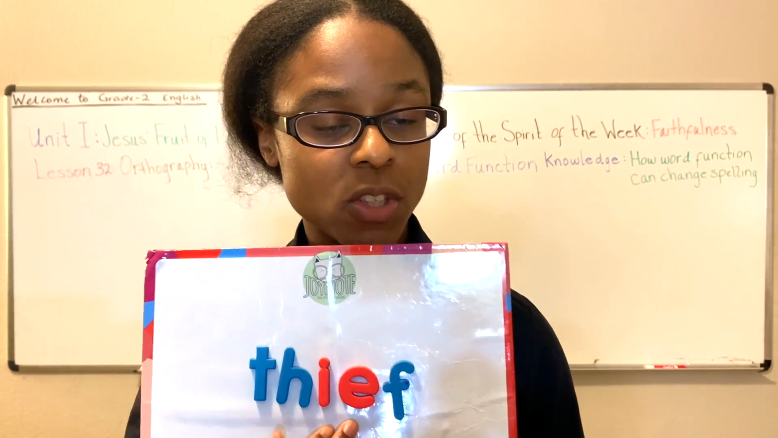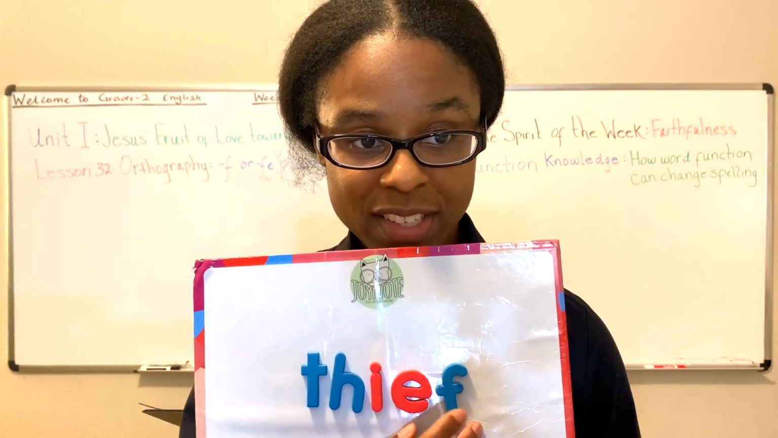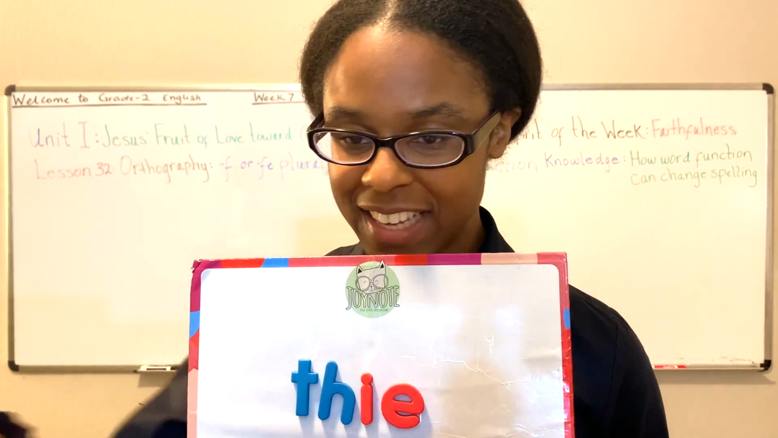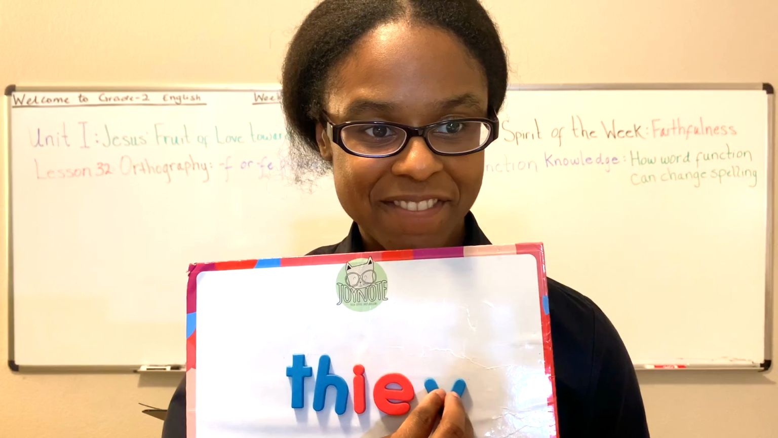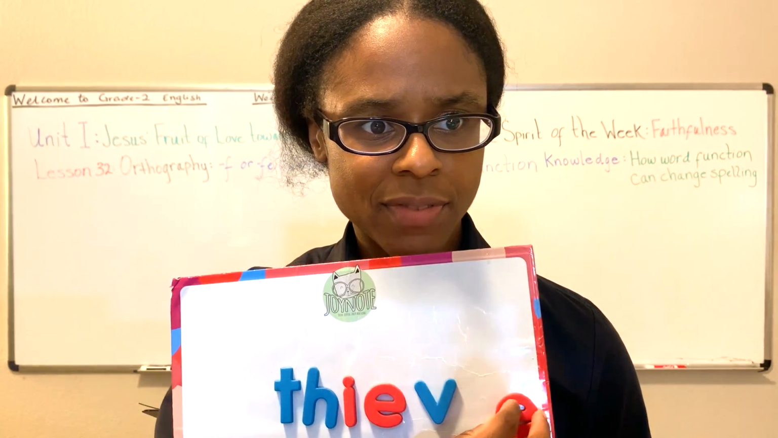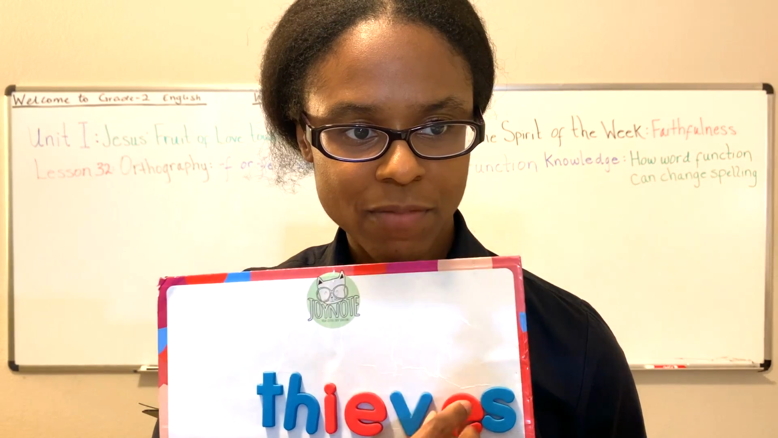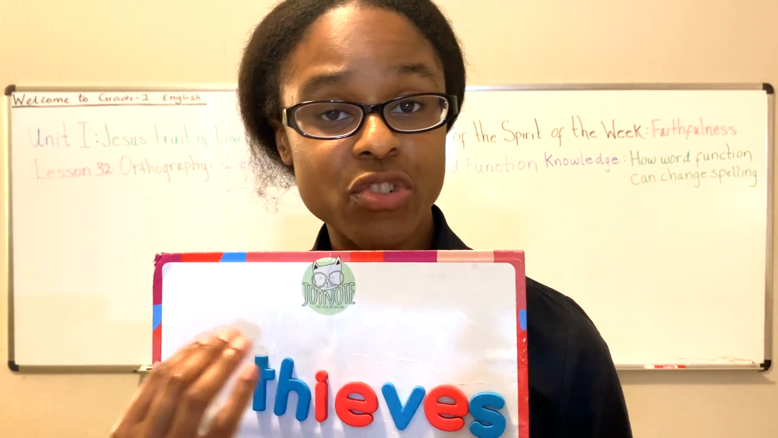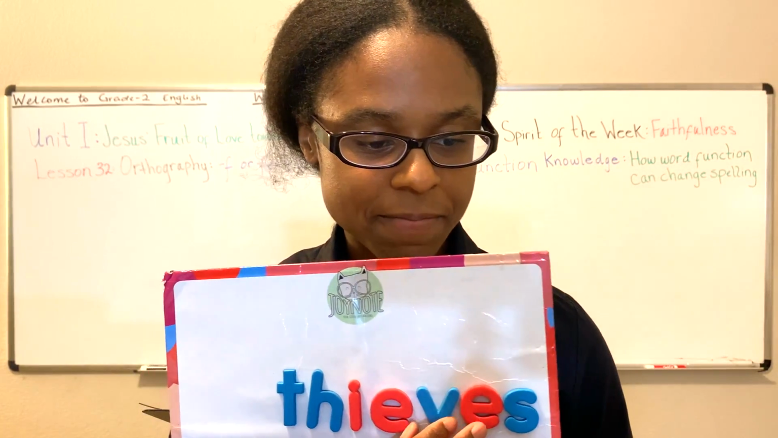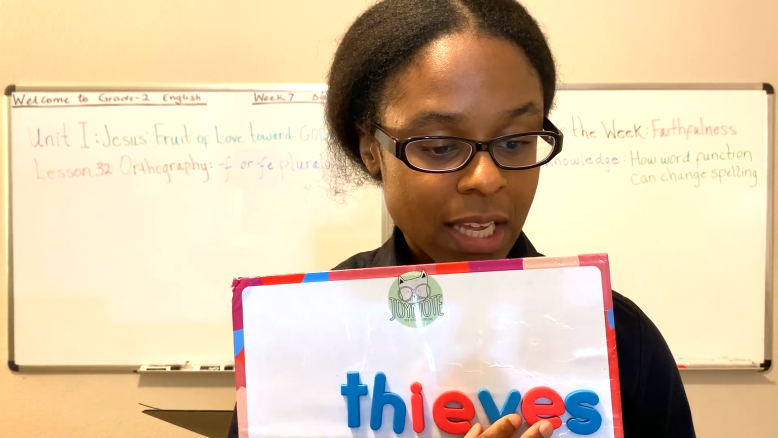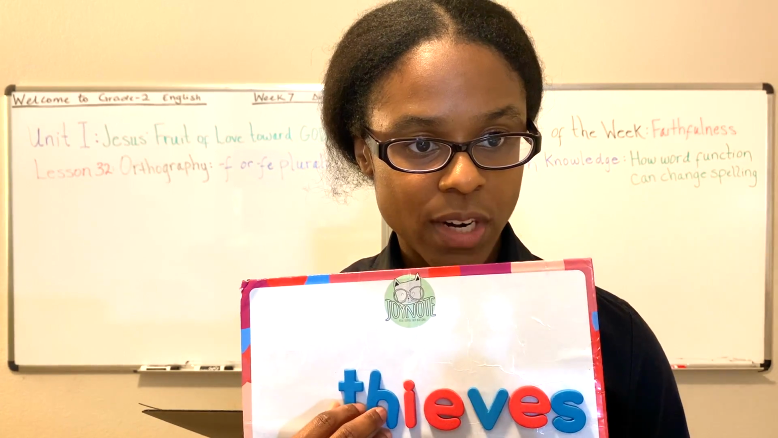Well, if we want to make this plural, what are we going to do? We're going to drop this F, bye-bye F, and add V-E-S. It's not one thief. There are three thieves. They just broke into the bank and took all the money. Those thieves. What did we do? We dropped the F and we added V-E-S. And let's look at one more example.